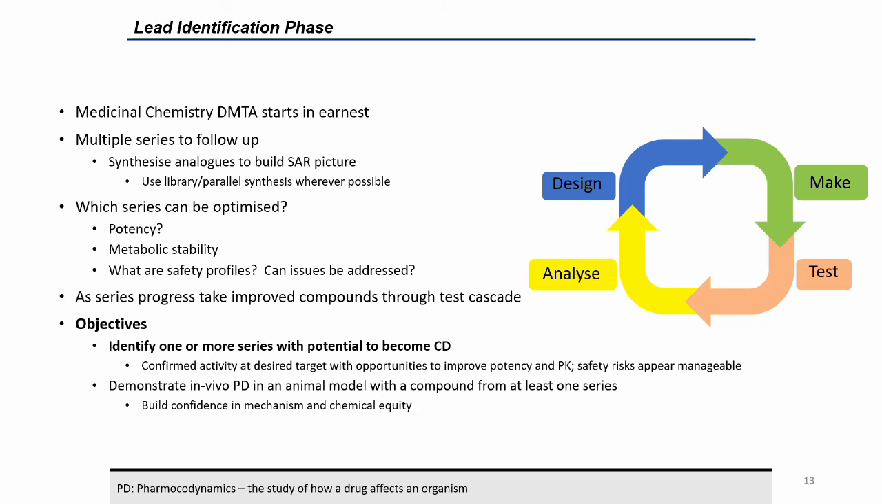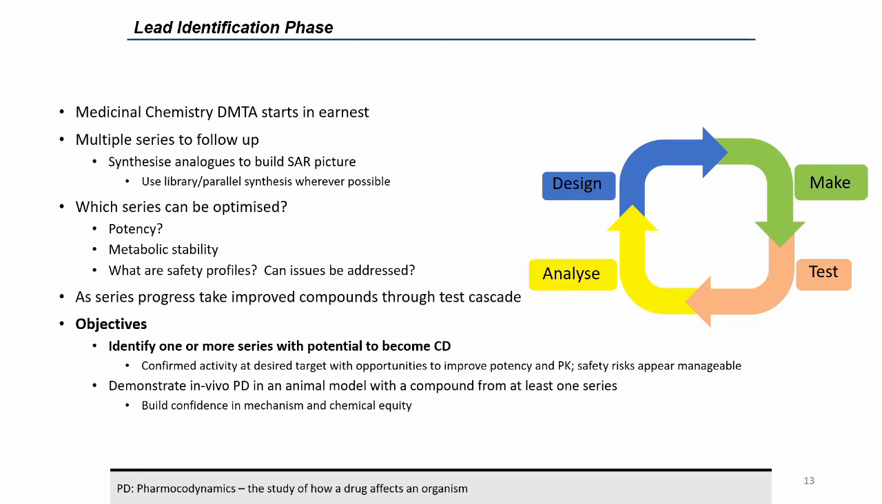You'll use library, parallel synthesis wherever possible. And what you want to find out from this is which of these series can be optimized. Do they really have opportunities for potency? What's the metabolic stability like of these series? Once you start getting some good compounds, what are the safety profiles like? Are the issues that you find with them things that can be addressed? And as you make progress, you'll start taking compounds further through the testing cascade.